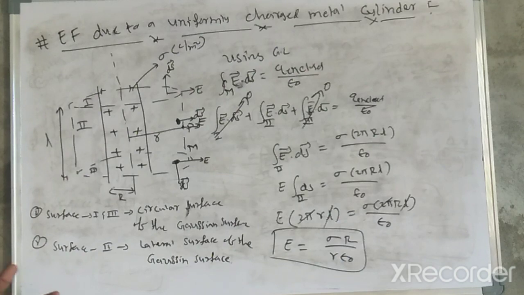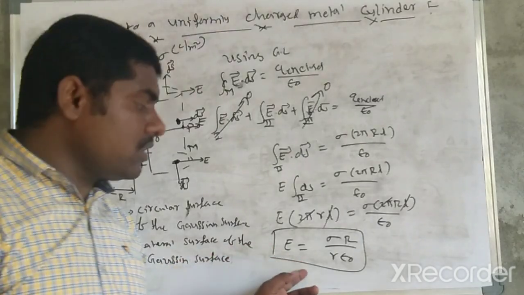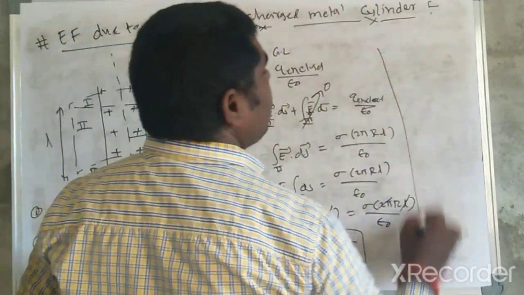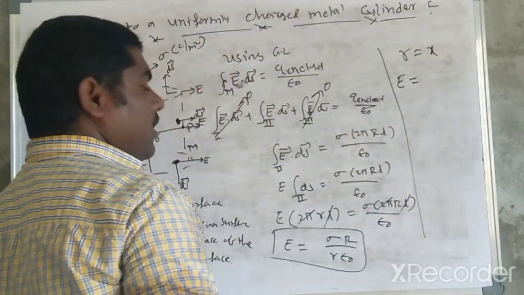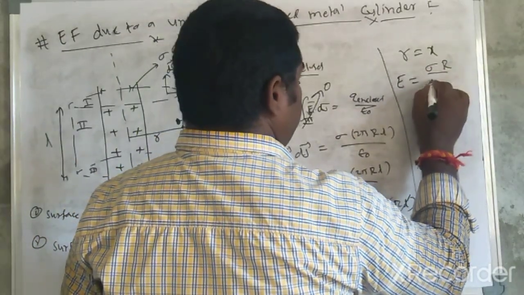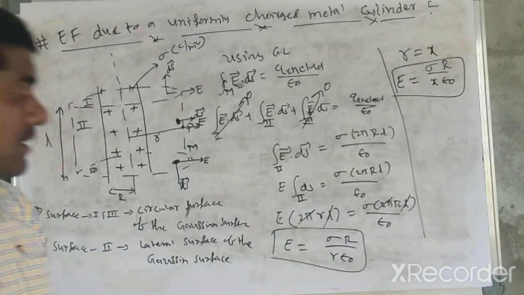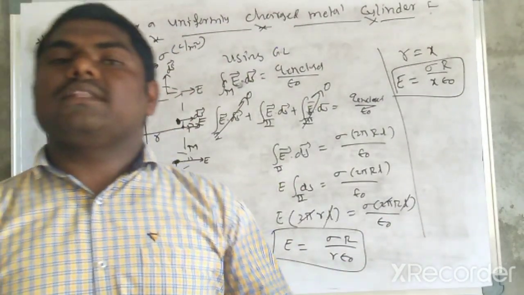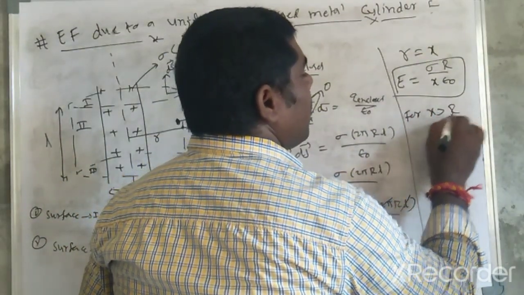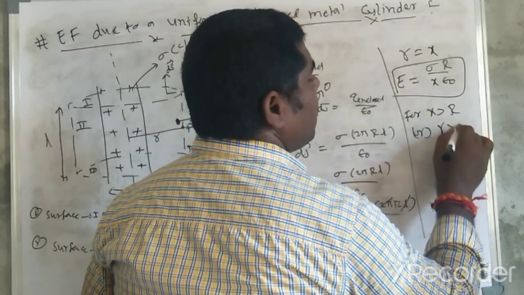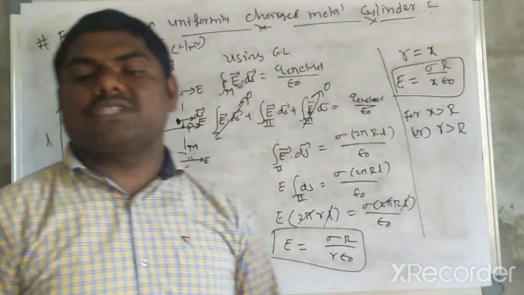This one is a very important case. Sometimes you may write r; if r is equal to x, the electric field strength at point P is equal to sigma into capital R by x into epsilon naught. This formula is valid for x bigger than capital R, or small r bigger than capital R. Only in this case is the equation valid. Okay.